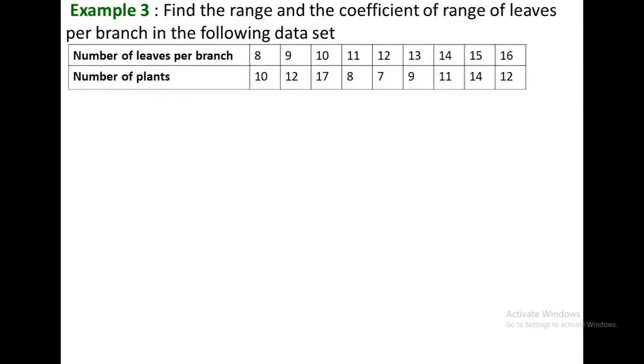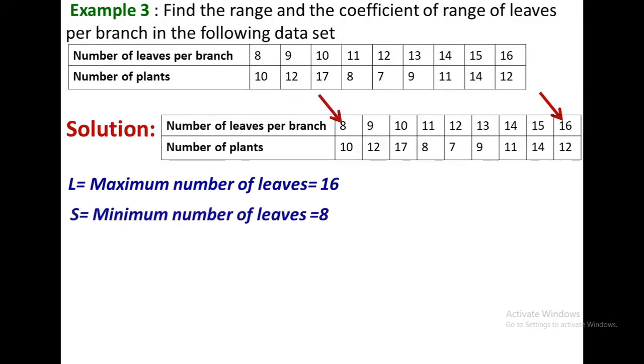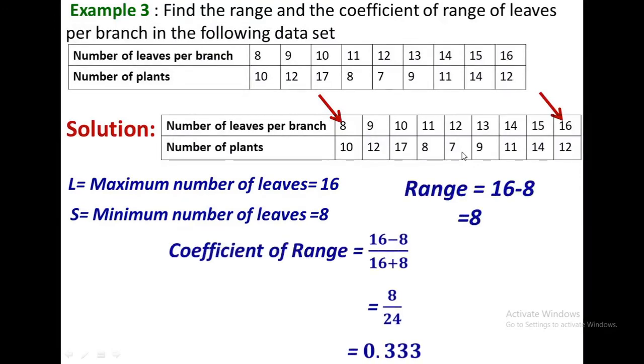Now let's take example 3, where we have to find the range and its coefficient for leaves per branch in the following data set. To solve this, again we have to find the maximum number of leaves, that is 16, and the minimum number of leaves, that is 8. There will be no effect of the number of plants or frequency on the range, and the range will be 16 minus 8, that is 8, and the coefficient of range will be 16 minus 8 divided by 16 plus 8, which gives a value of 0.333.